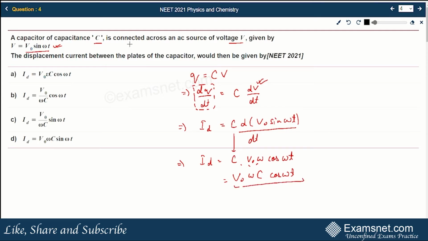So which of the options correctly fit this? First one here, this is your omega. This is not epsilon, this is omega. So it will be omega V naught omega cos omega t, and option A will be the correct one.